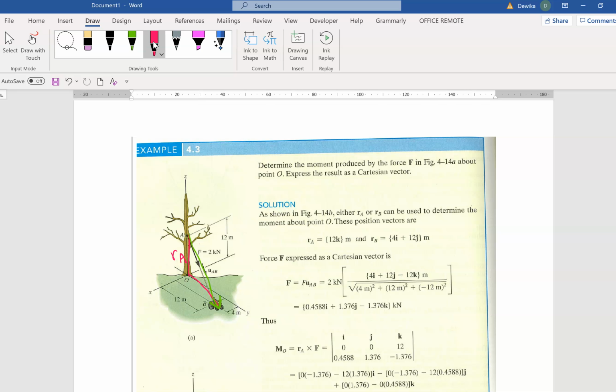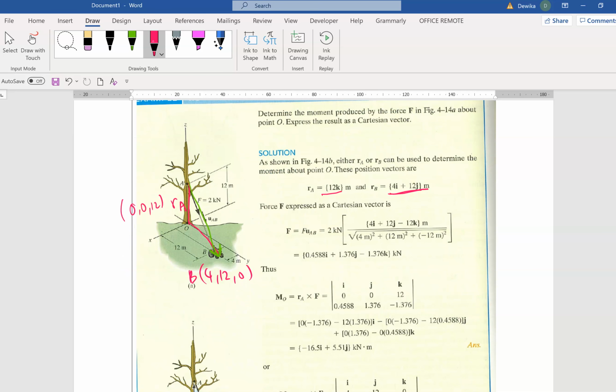What is the coordinate of B? So what do we have here? We have 4 and 12, right, and 0. So B will be 4, 12, 0. And A will be 0, 0, 12. That is the coordinate. You know how to find your unit vector, right? I've taught you in the last lesson. So this is how rA is 12k, and this is rB, 4i plus 12j.